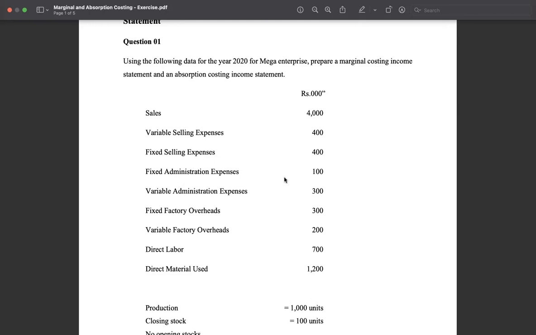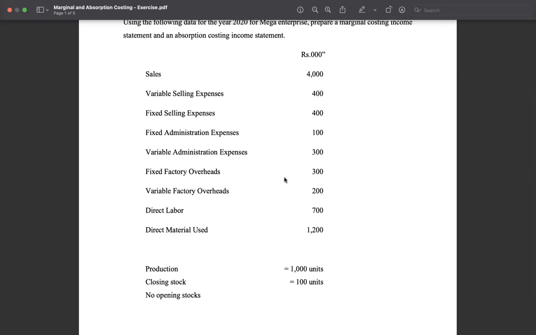Okay, let's read out sales. How much sales? Remember the question is given in thousands. So you can prepare the answer either in thousands, or you can insert three zeros at the end of all values whenever you are preparing the answers. But my advice to you is, if all the details are given in thousands, then there is no need to convert it back by adding three zeros. Okay, so we have sales 4,000.